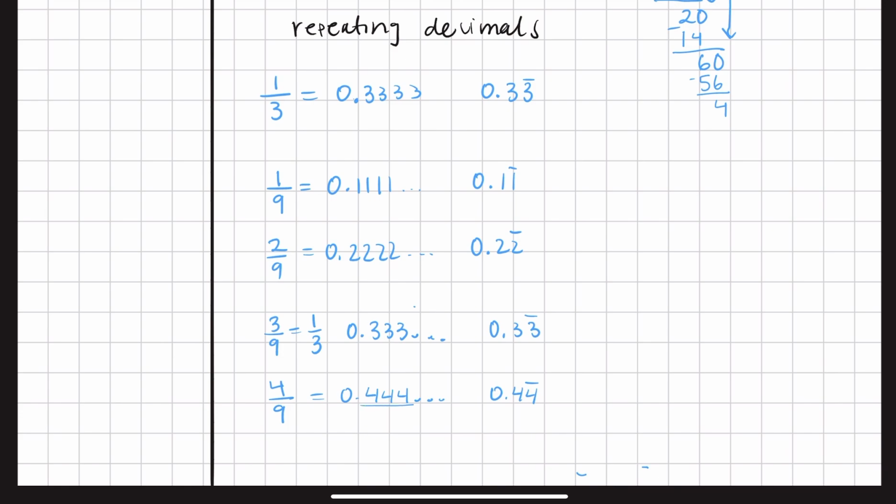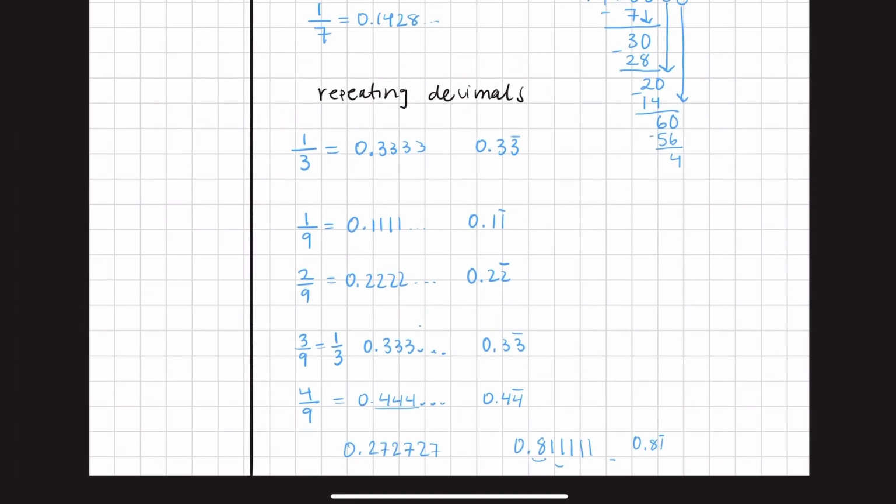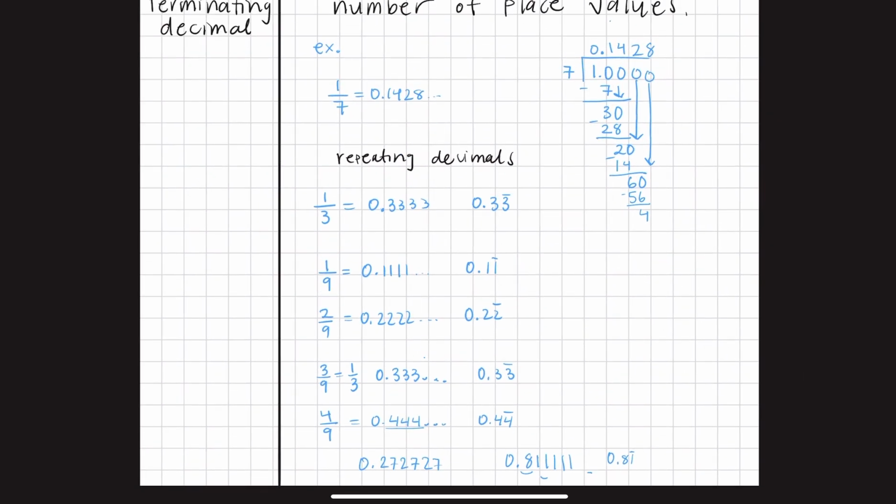It could be something like 0.272727. 27 is being repeated, so that's also a repeating decimal. Or it could even have an initial different digit, like 0.811111. This is still considered a repeating decimal because 1 is repeating, but 8 stays a little different, and it's fine, right? We would write that as 0.8 with the 1 repeating. Okay, so those are examples of repeating decimals.